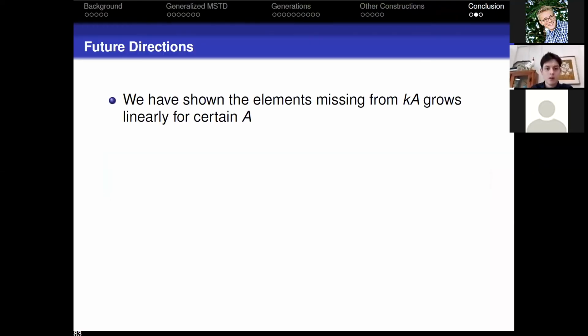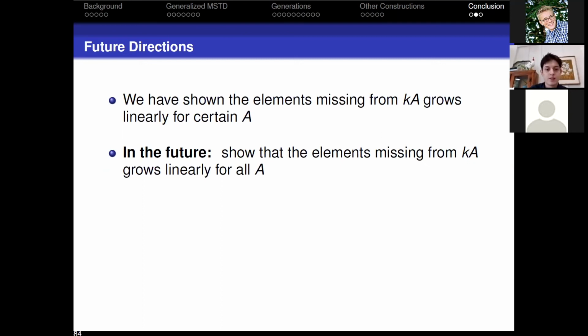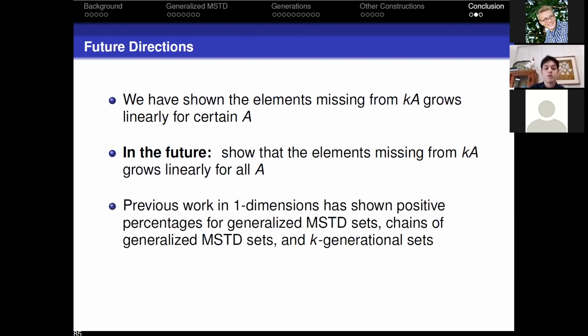To conclude, we've shown that the elements missing from K_a grow linearly for certain a, in order to help control the size of the sum sets and the difference sets. In the future, we want to show that the elements missing from K_a grow linearly for all a, which is pretty much exactly what we would need in order to generalize our results on the K-generational sets to every possible case in 2 dimensions or higher dimensions.